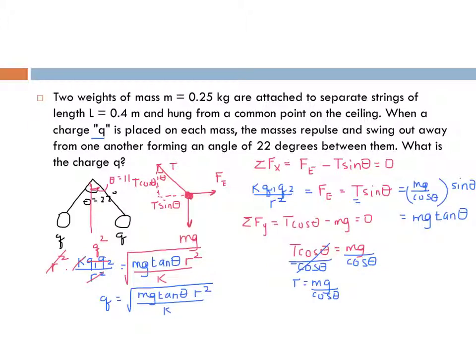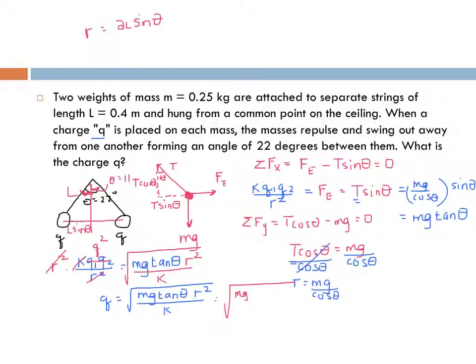The problem is that we don't know what R squared is. But R is the distance between these two charges. Well, if this is L and this is theta, then this must be L sine of theta. Now remember that R is the distance between these two points. So the total distance between Q1 and Q2 is 2L sine theta. So we can make that substitution here.